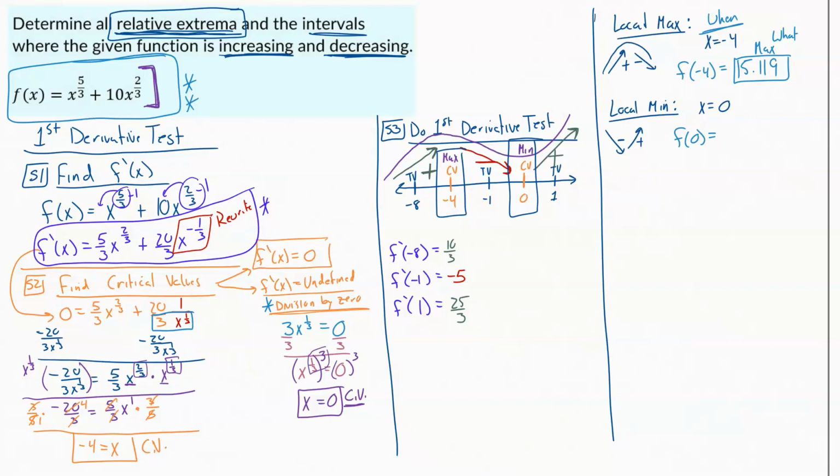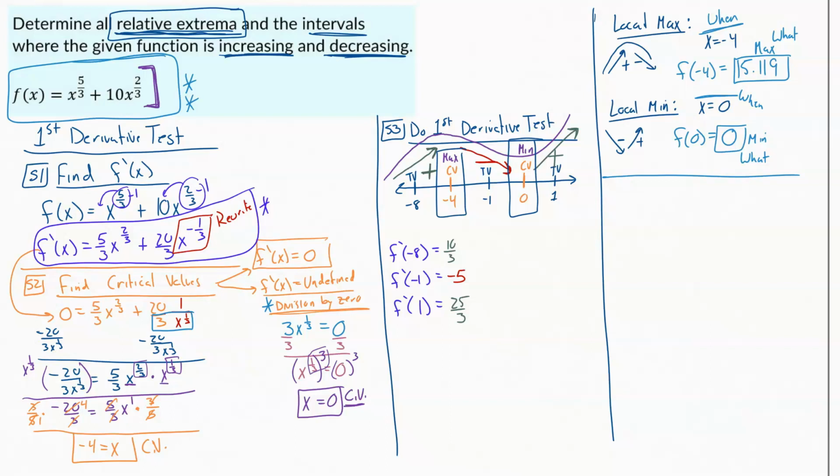Plugging in 0 to our equation, we get out 0. So this is our min. That's our local min value. That's what the min is. And it happens at x equals 0. So that's when it occurs. So those are our local maxes and mins, our relative extrema.